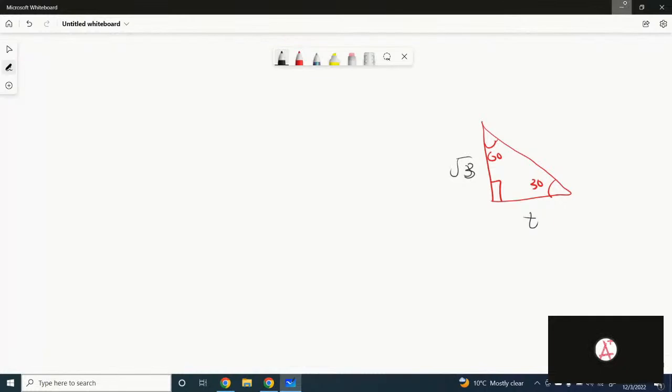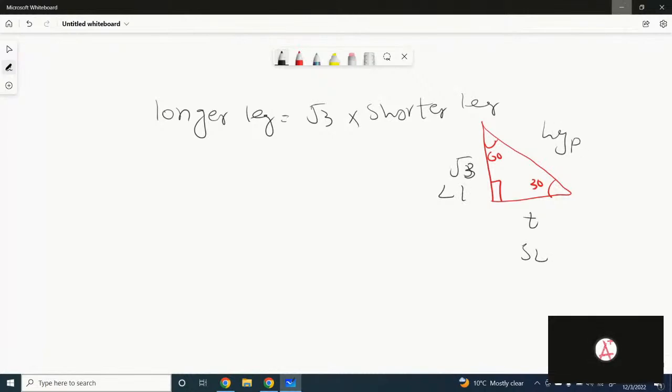So the longer leg is always equal to square root 3 times the shorter leg. Got it? That is the case when you have to find the length of the longer leg. This is the longer leg, this is the shorter leg, and this would be the hypotenuse. So this is the case for these special triangles. Whenever you have to find the longer length, you have to do square root 3 times the shorter leg.